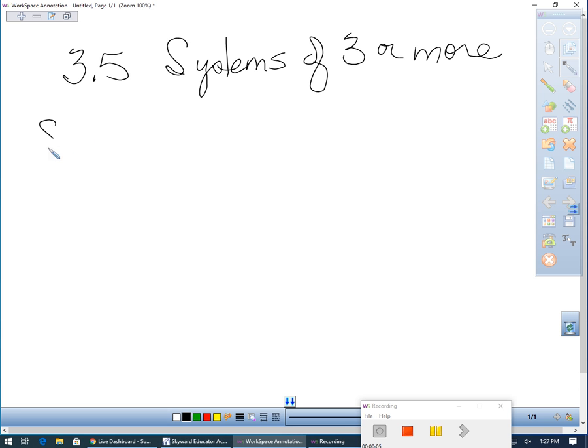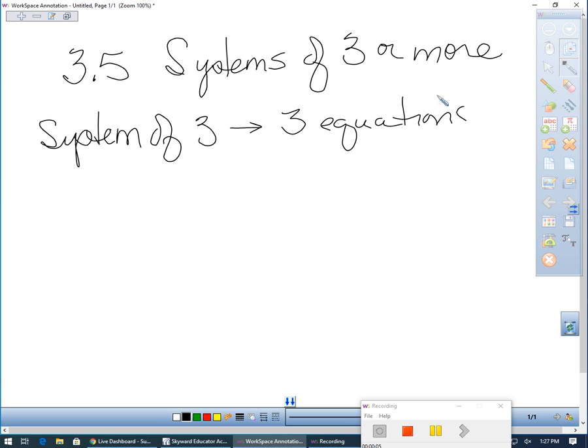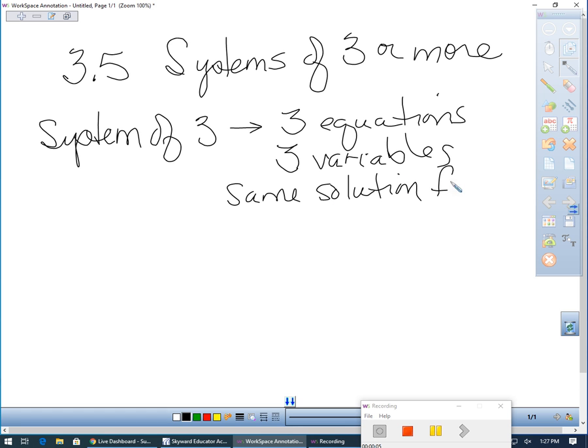So remember that a system of 3 simply means that we have 3 equations with 3 variables and the same solution for all. Okay? Kind of like saying if I have 3 lines all crossing each other. Right? It's where they all intersect.